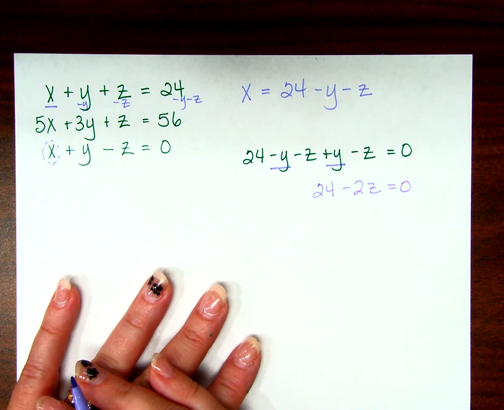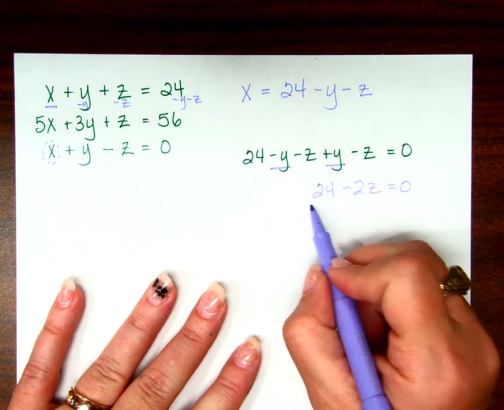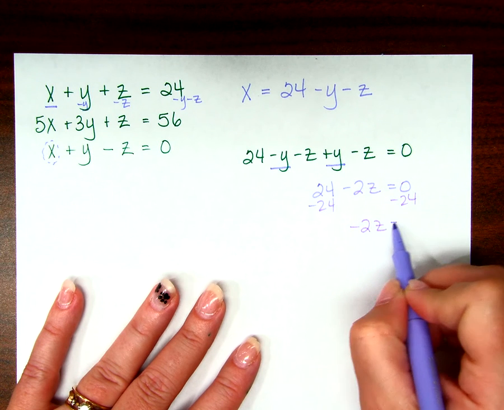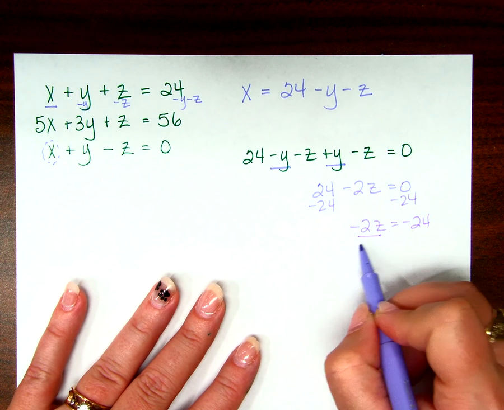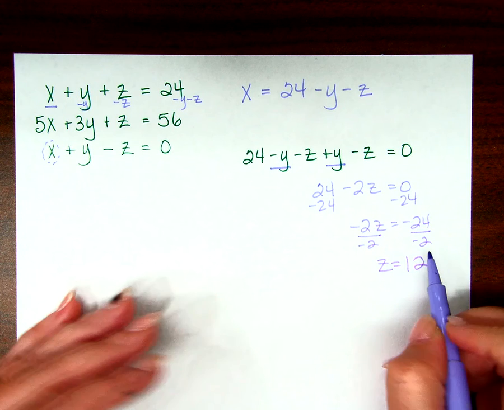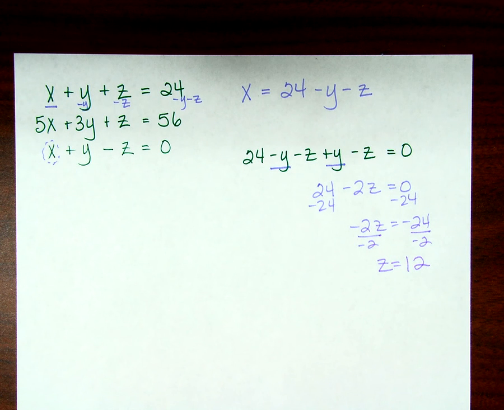How do we solve that? We can do that. That's fine. Move the 24 to the other side. Negative 2z equals negative 24. So z equals what? 12. So now I have one of my variables solved for. But now what?